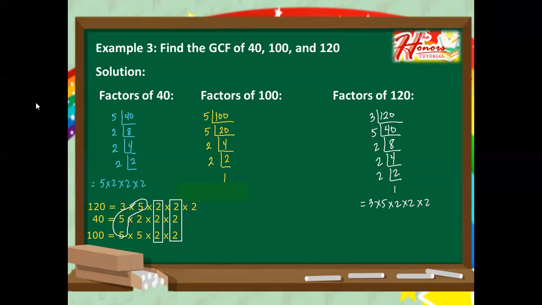So therefore, for GCF, we have here 5 times 2 times 2. So 5 times 2, that's 10 times 2. So 10 times 2 is 20. So therefore, the GCF of 40, 100, and 120 is 20. Okay.